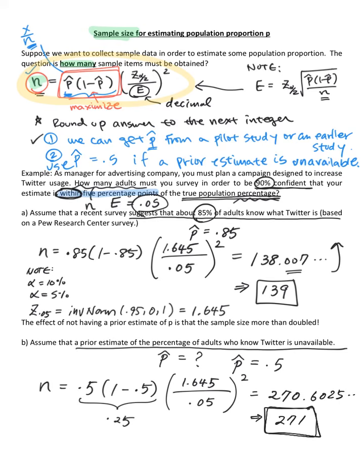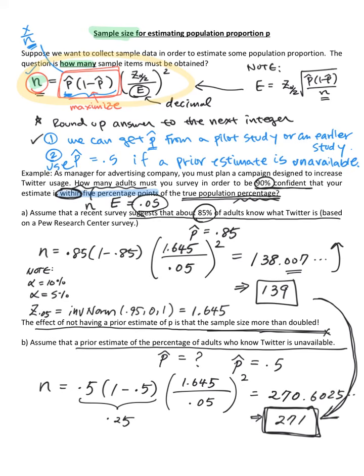It says here that the effect of not having a prior estimate of p is that the sample size is more than doubled. Actually, it's not really more than doubled. 139 to 271, the number definitely increased, but it's not more than doubled. Sorry about that. But definitely you need more people in your sample if you don't have a prior estimate for p hat.